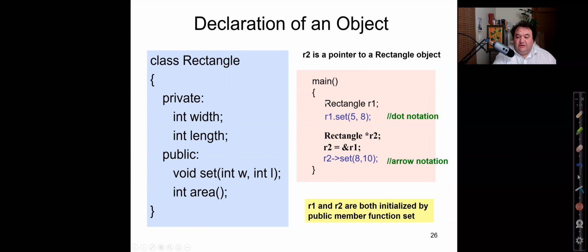So here we go again to the different use of arrow and dot notation. Class Rectangle, private description, public API, and then we can create an instance of a class, and we can refer to that through a pointer and manipulate the class directly.